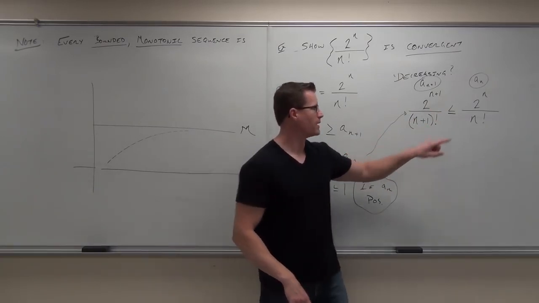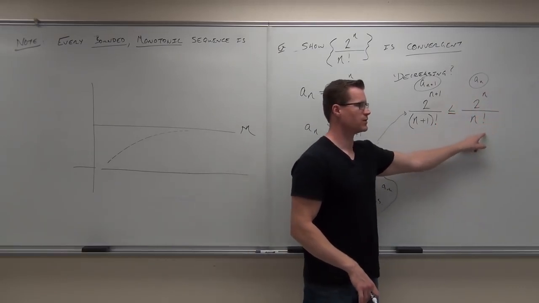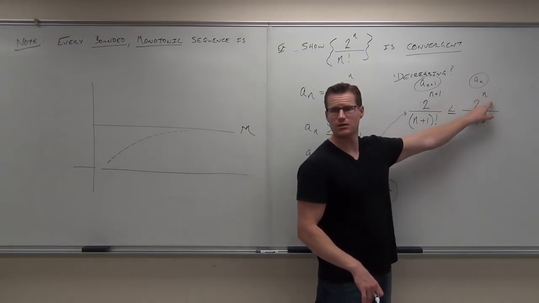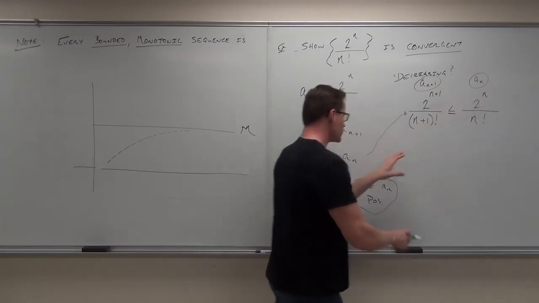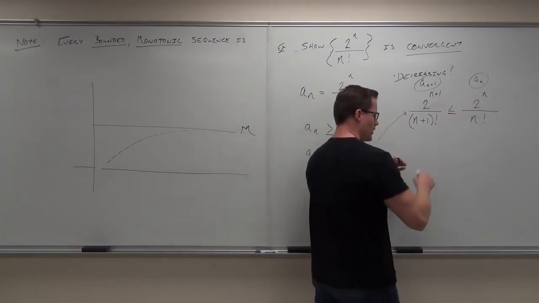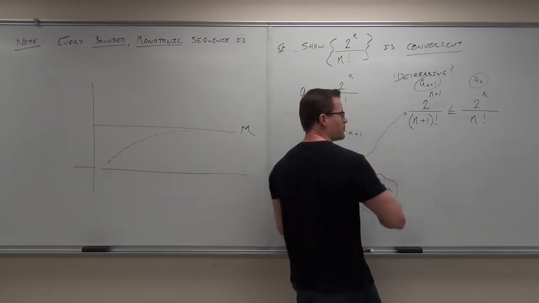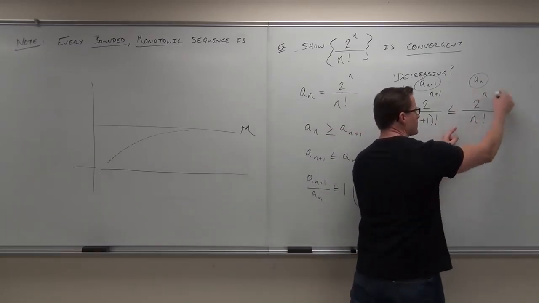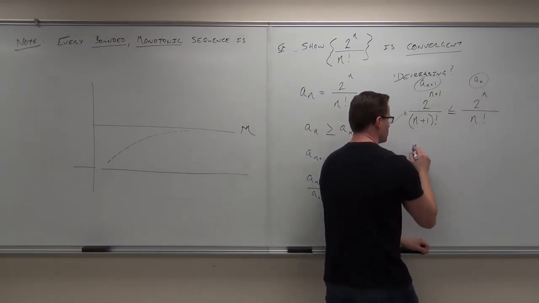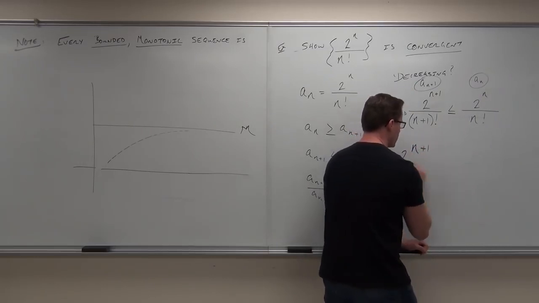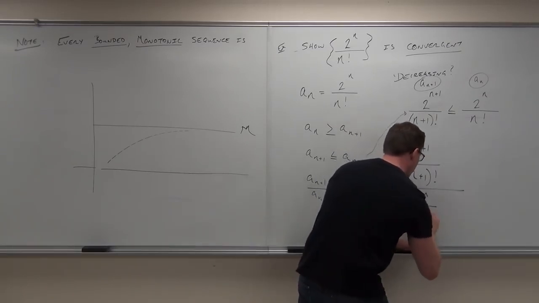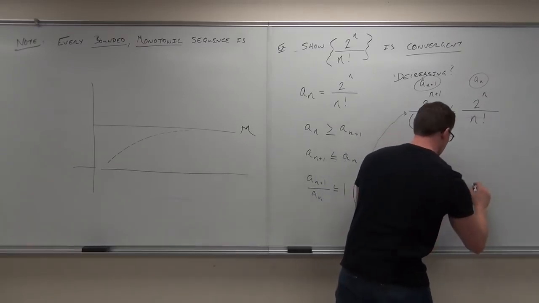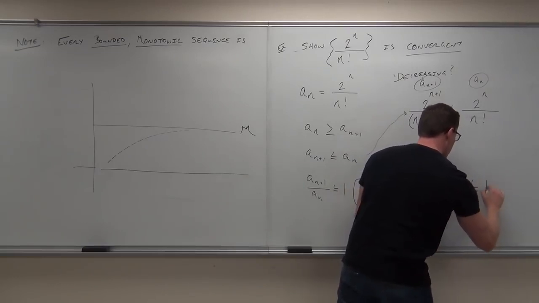So check it out. Is this always positive? Yes. 2 to the n is positive. Is this always positive? Yes. For sure. So let's use this idea. Now that we know this is true, if we divide both sides by our a sub n, we get 2 to the n plus 1 over n plus 1 factorial, all over 2 to the n over n factorial, is less than or equal to 1.